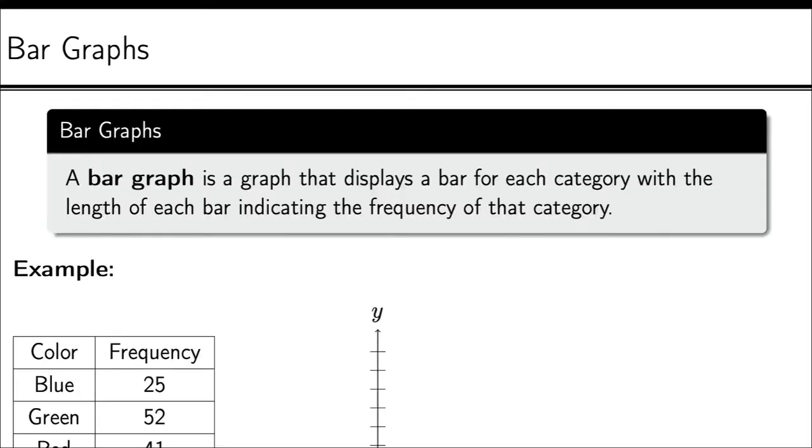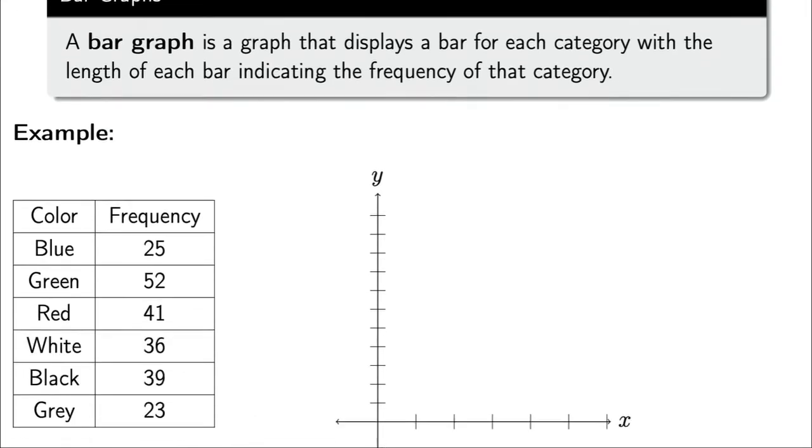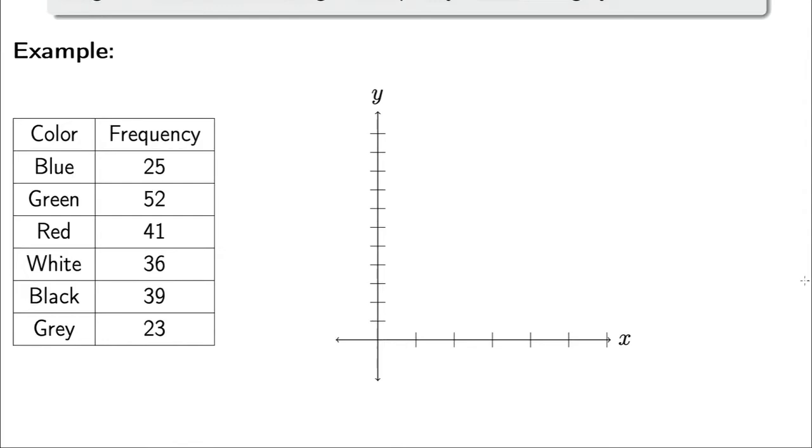Now, from a frequency table, you can create a picture just illustrating the data in the table. And we usually do that with a bar graph. A bar graph is a graph that displays a bar for each category, and the height or length of each bar indicates the frequency of that category. So here's an example. I'm going to go ahead and sketch it out. So we've got our table.